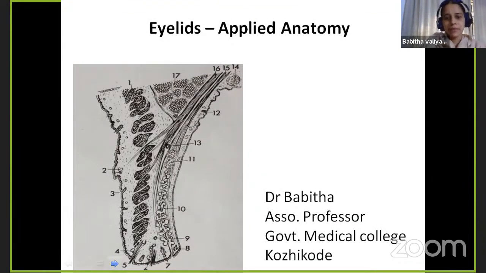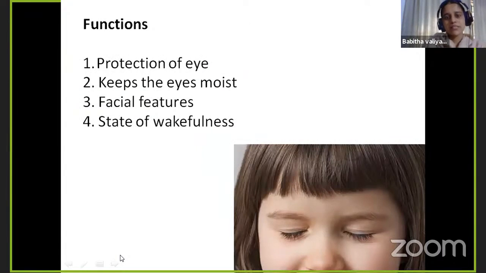My topic is Applied Anatomy of Lid. The functions of the lid include protection of the eye, and it keeps the eye moist. It also has an important role in the facial features of an individual and gives awareness about the state of wakefulness of an individual.